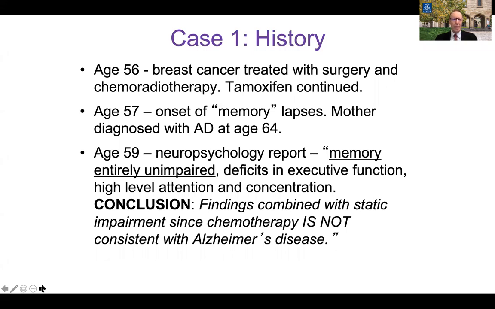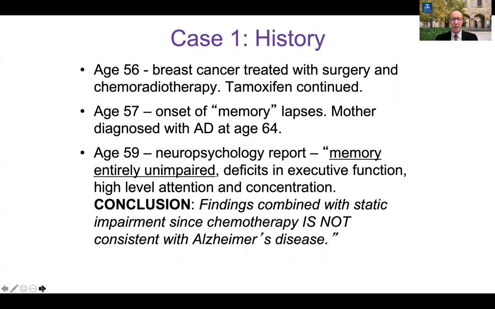Case 1. A 56-year-old female with breast cancer was treated with surgery and chemoradiotherapy and then tamoxifen. A year later, she had memory lapses. This was of some concern because her mother was diagnosed with Alzheimer's disease at the age of 64.